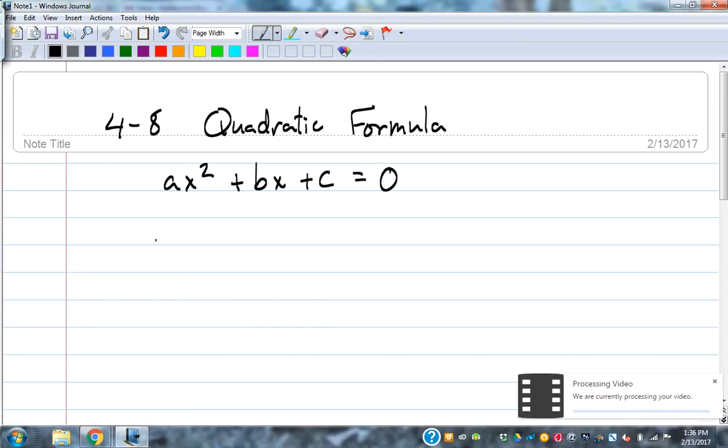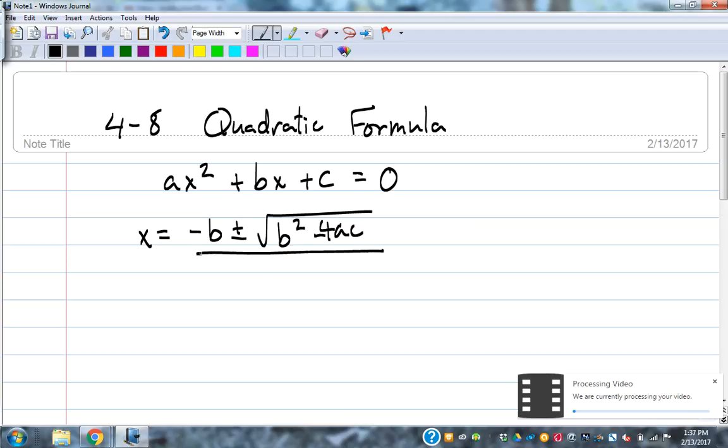All right, so quadratic formula. What is it? X equals negative b.